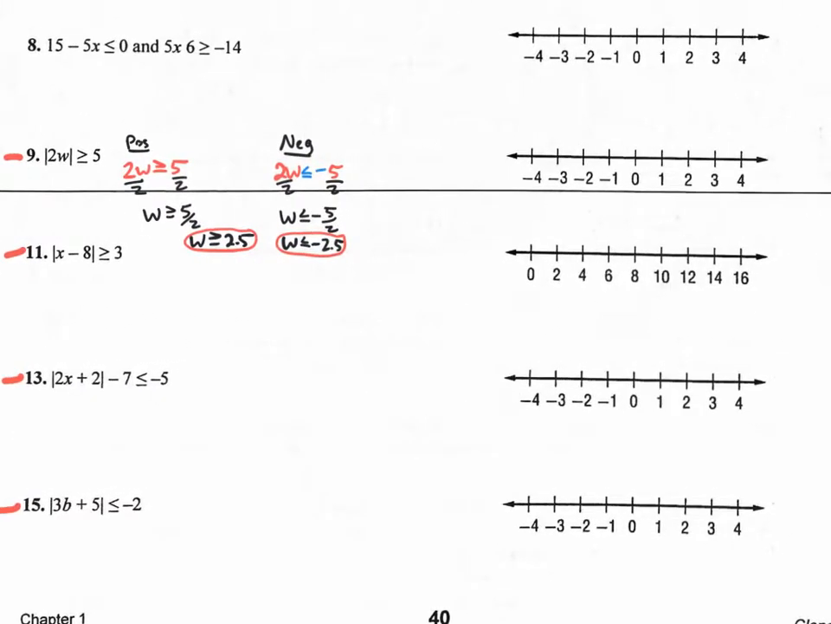So the greater than or equal to 2.5, go to 2.5. It's going to be a solid dot at 2.5. So let's put a solid dot right there. And greater than is to the right. And the other one, w is less than or equal to negative 2.5. Go to negative 2.5 and put a solid dot right there. And less than is to the left. So these are definitely apart. So my final answer should remain apart with the word or between it.